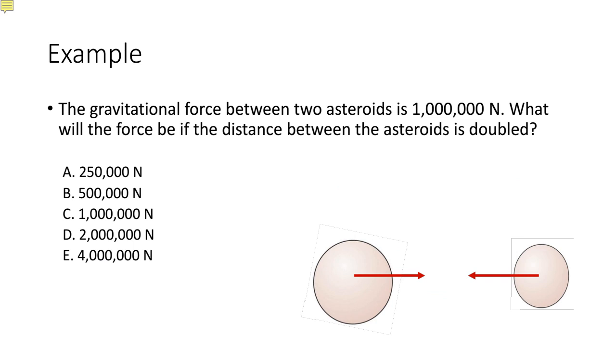If the gravitational force between two asteroids was 1 million newtons, what would the force be if the distance between the asteroids were doubled and they were moved farther apart? Remember that gravity has an inverse square law, so as the denominator becomes doubled, the force would be decreased by a factor of 1/4. So the answer would be A.